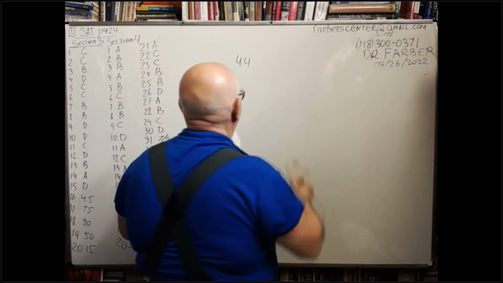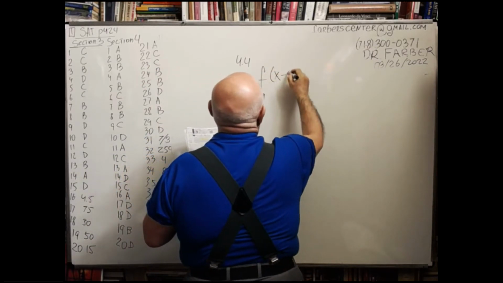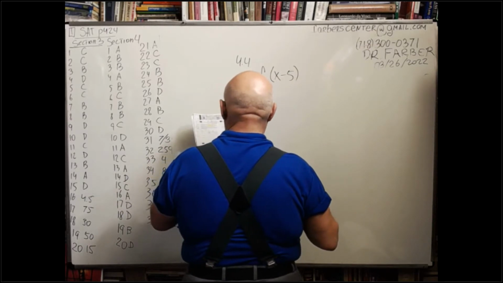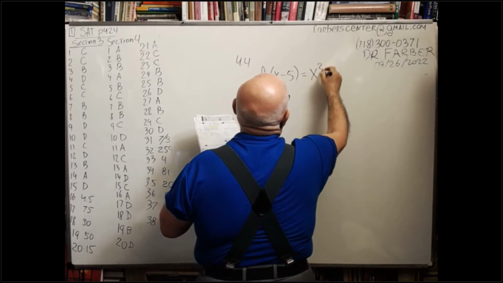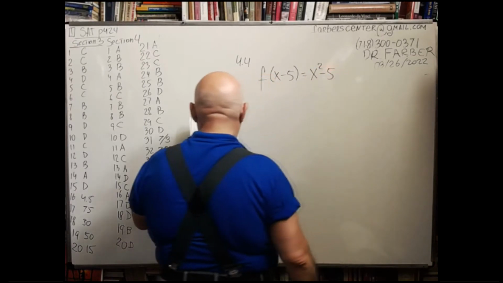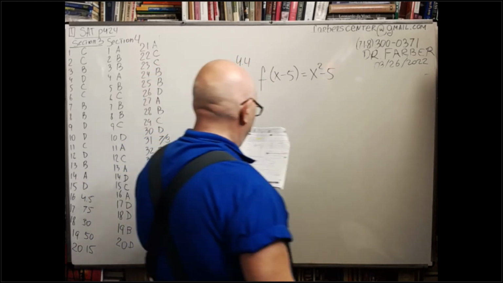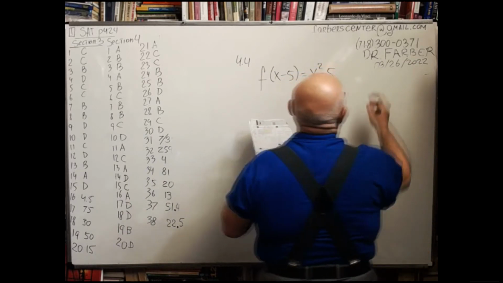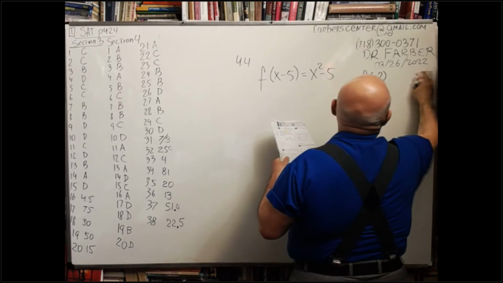We have f of x minus 5 equals x squared minus 5. With the following: find f of -2. Very typical question. F of -2 is the question mark.